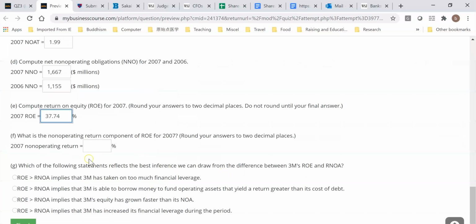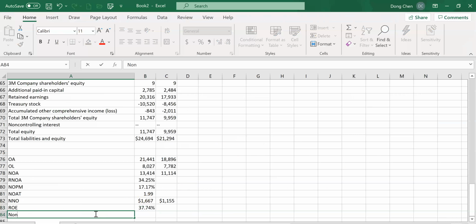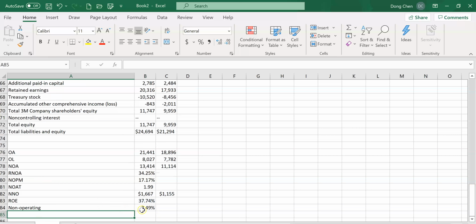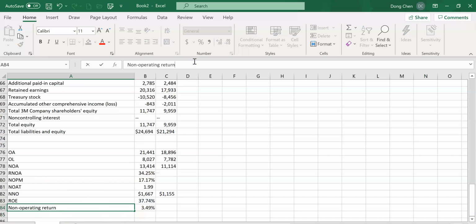37.74. So what is the non-operating return component of ROE for 27? Round your answers to two decimal places. So the non-operating return is basically the difference between ROE minus RNOA, right? Because RNOA is basically the operating part of ROE. So that's why if we take the difference, that becomes the non-operating return.